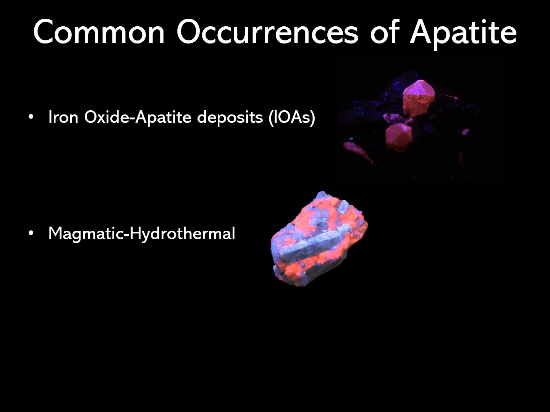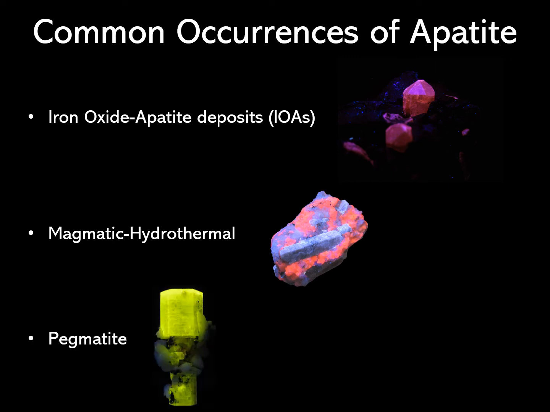Magmatic hydrothermal deposits are one of the most common occurrences of apatite. They refer to environments where the aqueous solutions that deposit the ore minerals are derived from the magma source. These deposits are really rich in metals, like is the case with Penasqueira, which is a tin tungsten deposit. The example here is from Broken Hill in Australia, which is a lead, zinc, silver ore deposit.